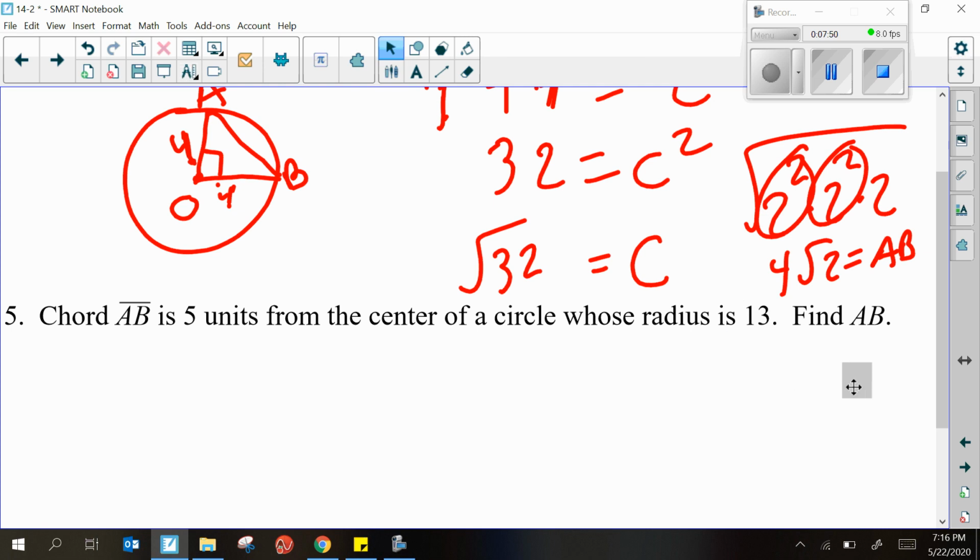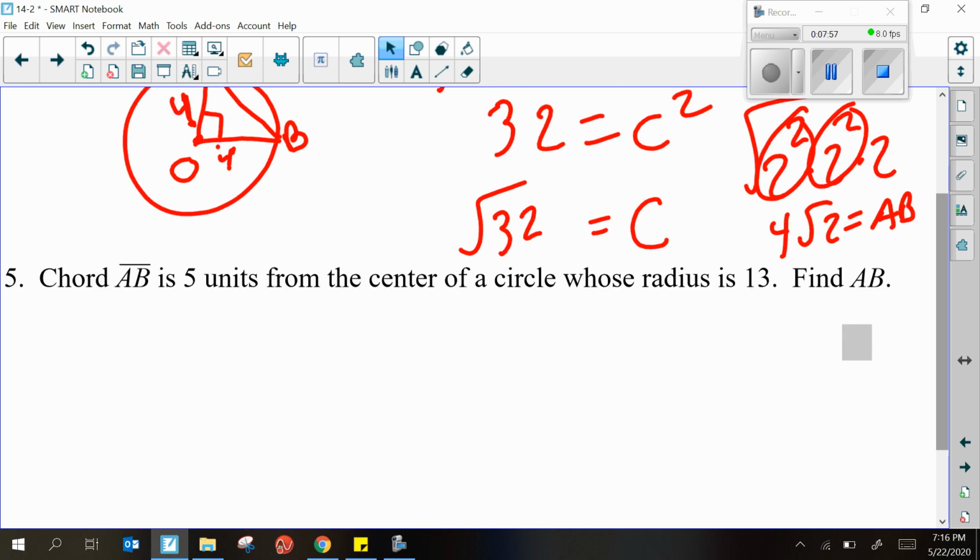Next for 5, I have chord AB is 5 units from the center of a circle whose radius is 13. Find AB. All right, so I've got the circle.